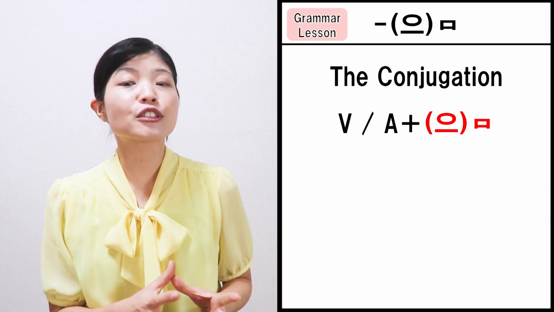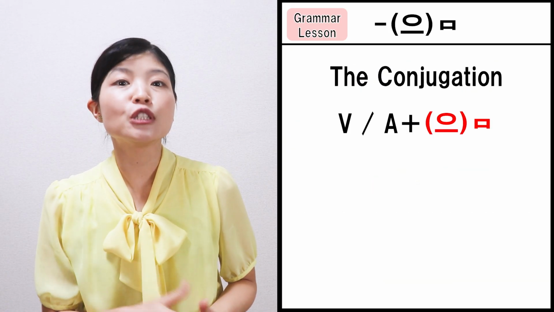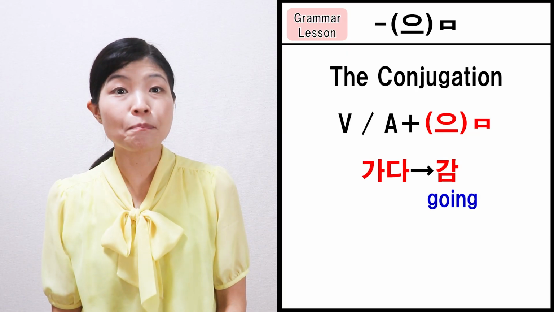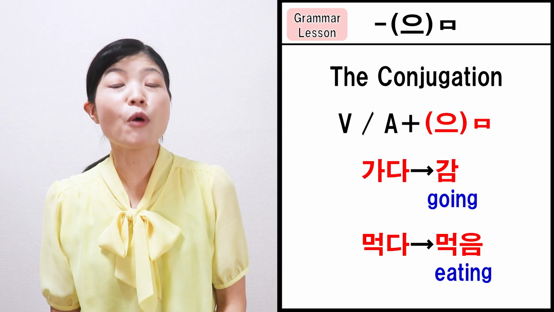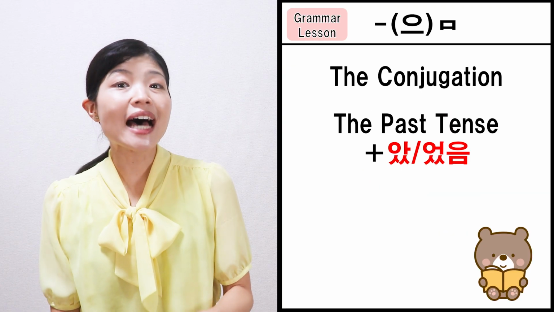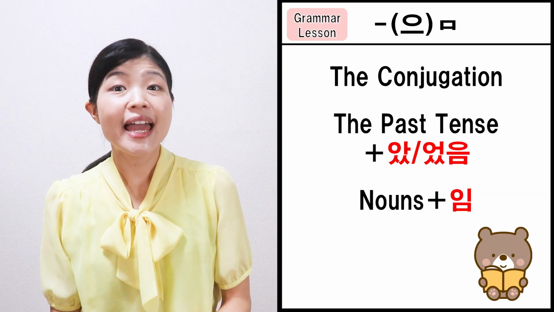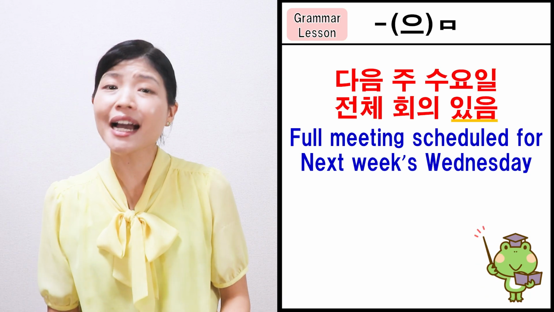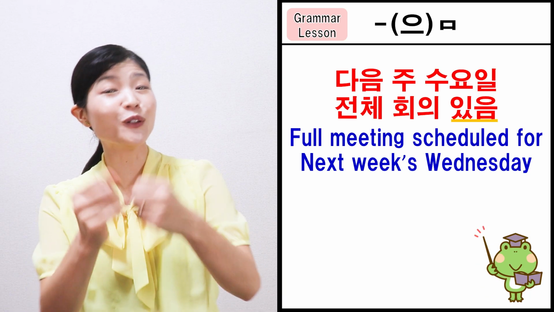To conjugate this grammar, you add 미음 to verbs and adjectives. For example, 가다 becomes 감, going. 먹다 becomes 먹음, eating. You add 음 to the past tense and add 임 to nouns. And let's look at some examples of what kind of nominalization is unfolding.